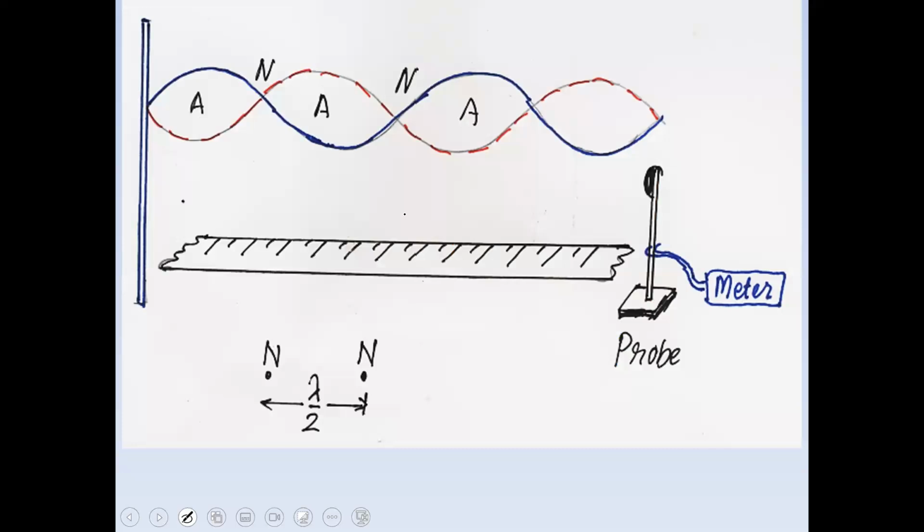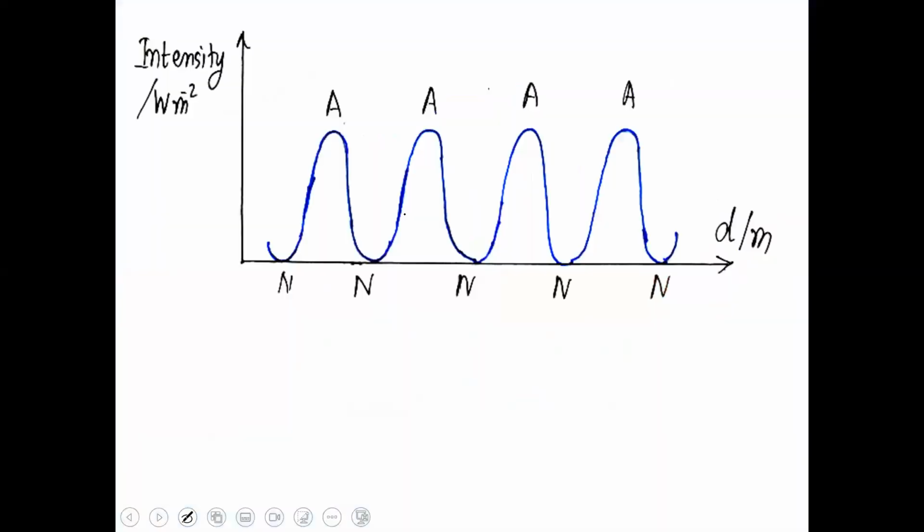Now this is the apparatus. We move it slowly across this meter rule. If you are connecting a CRO, you will get this idea that the node is zero intensity and the antinode is the full intensity of the signal. So we'll get a graph like that.